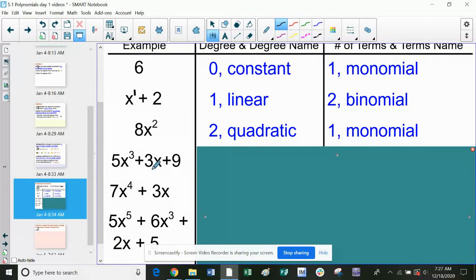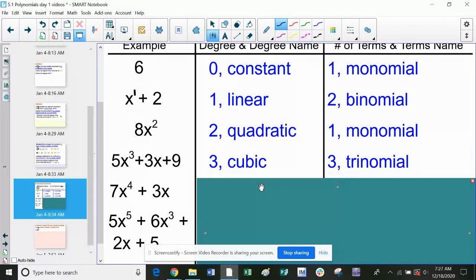Let's take a look at this one. I have 3 terms, and my exponent is a 3 on the first term. So my biggest degree is a 3. So that's now called a cubic. And I have 3 terms, so trinomial. And this will help us in English. You think of 3. A tricycle has 3 wheels. A tripod has 3 legs. Here, when we said bi for 2 terms, think of like a bicycle has 2 wheels. So the prefixes will help us a little bit with the naming and remembering the term names.